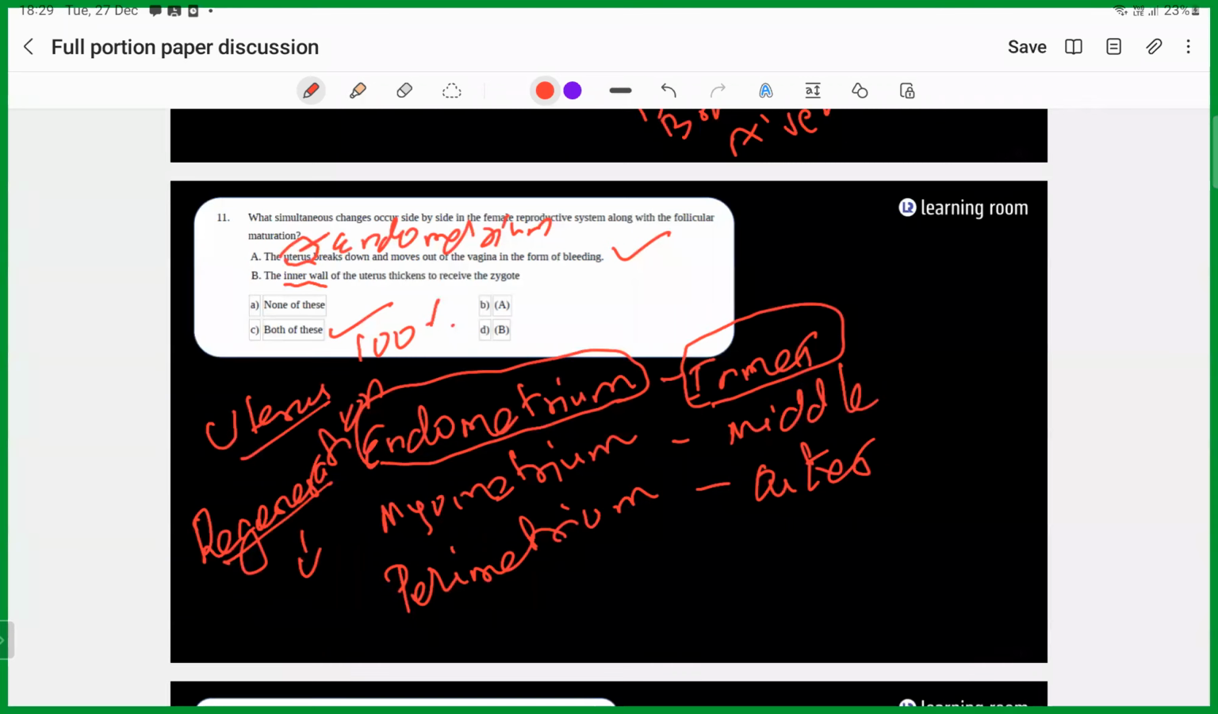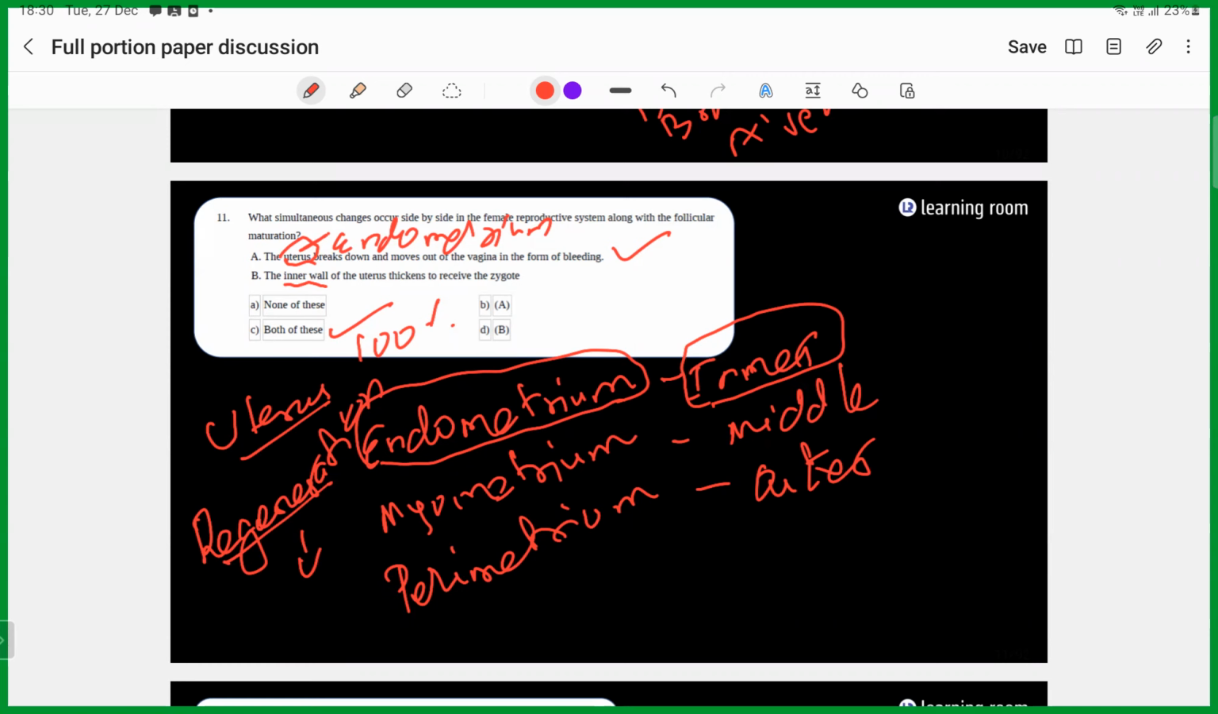During the follicular maturation, which of these processes happens? Female reproductive system with the follicular maturation. Where does the follicular maturation occur? Ovary. In the ovary, right, sir? This is in the uterus. Okay. Yes, sir. They're asking what changes occur simultaneously. So it should be only B.